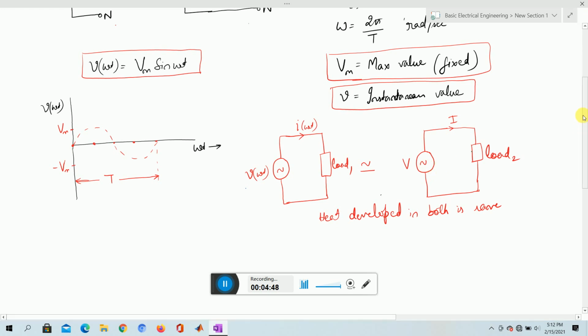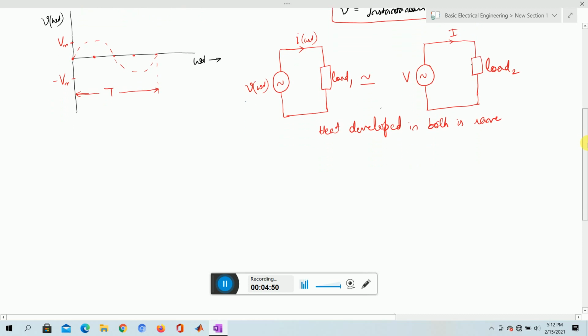Now how do we calculate the value of this equivalent DC voltage which creates the same effect as this sinusoidal input voltage?